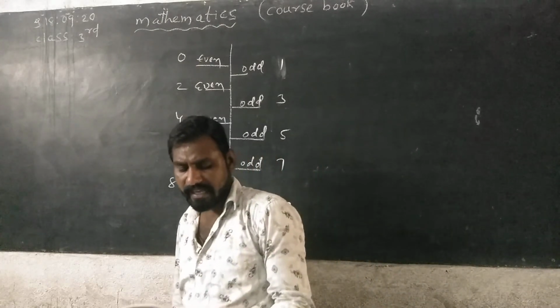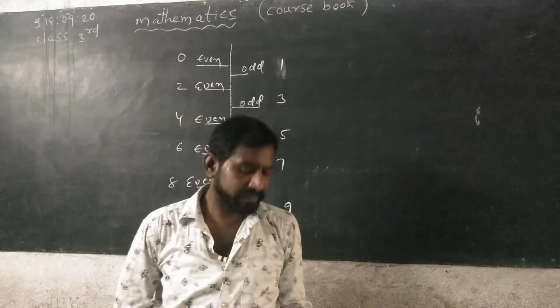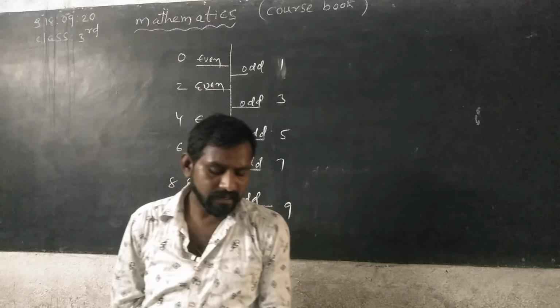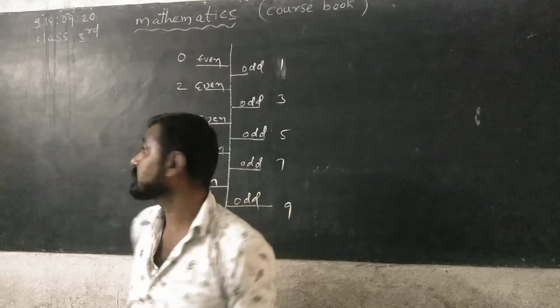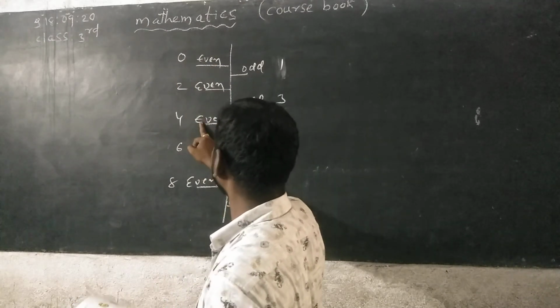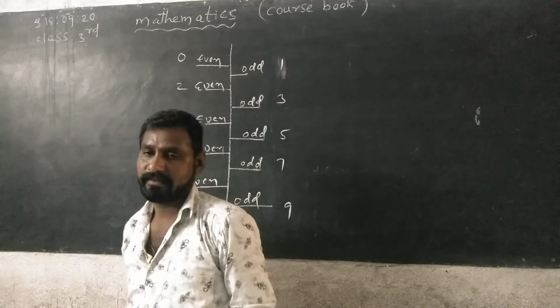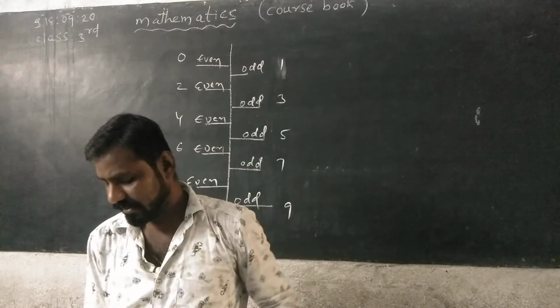See here, there will be an even number after every odd number and an odd number after every even number. Must and should. See, even odd, next odd even, even odd, odd even, alternately. Even odd, even odd, even odd, even odd, even odd. That is the number series.